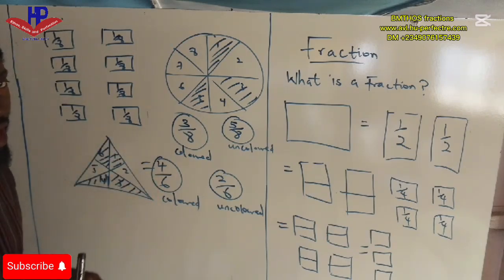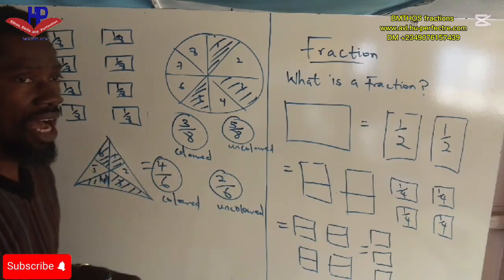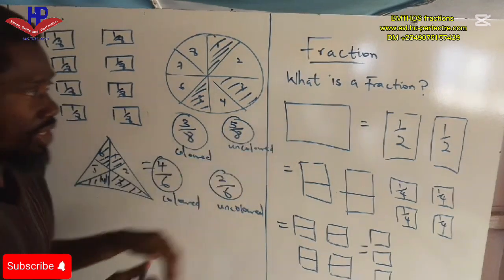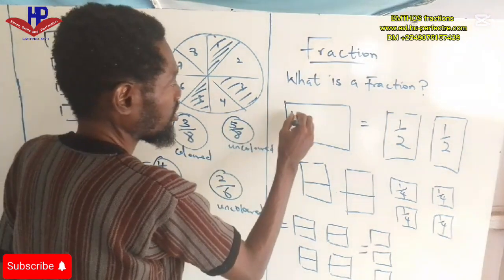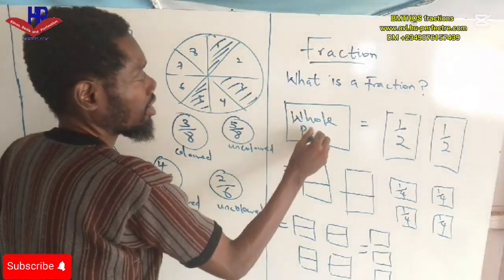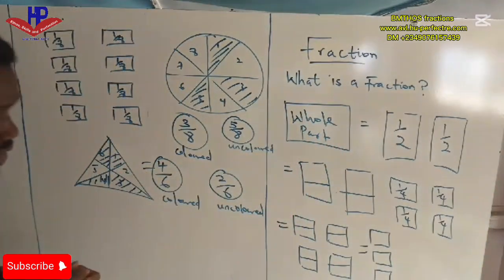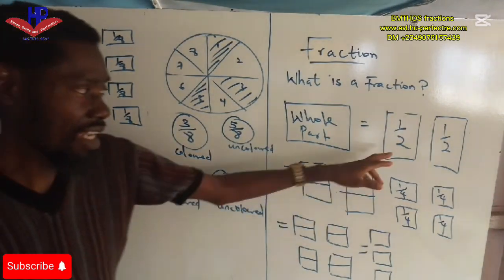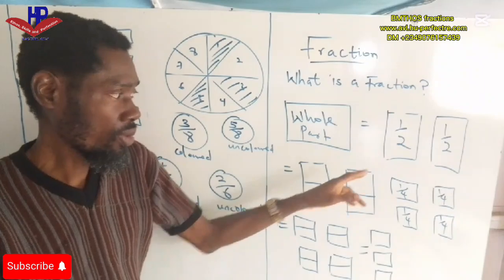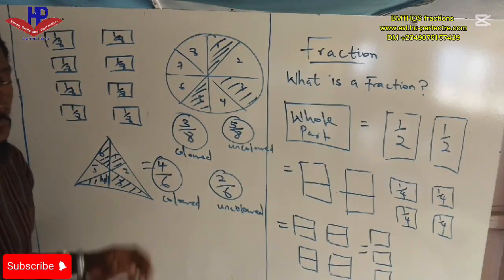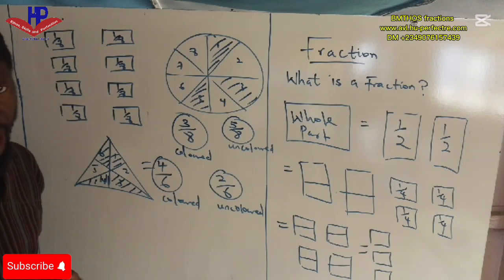So don't forget, I said a fraction is a numerical value that is a part of a whole. This is your whole, so the fraction is the piece or the part of the whole. This is what we have on the board. So this is what you should know about fractions.